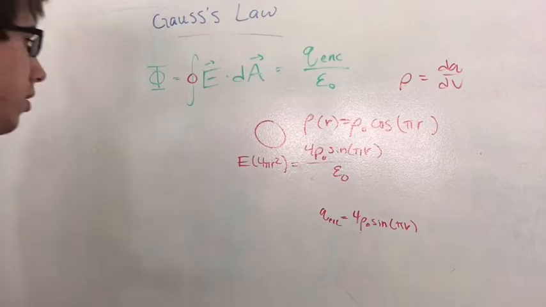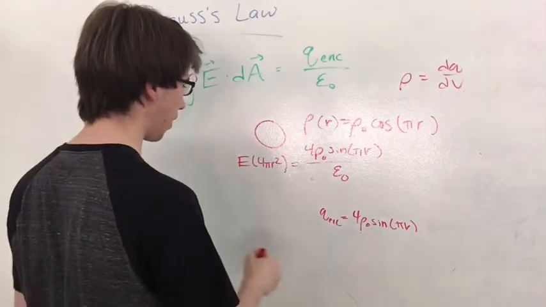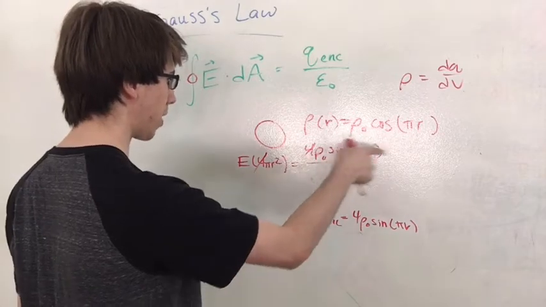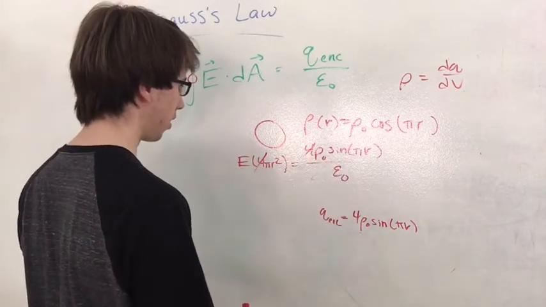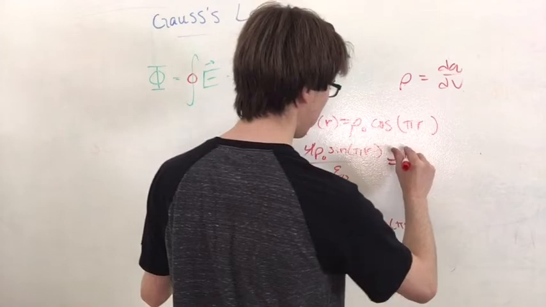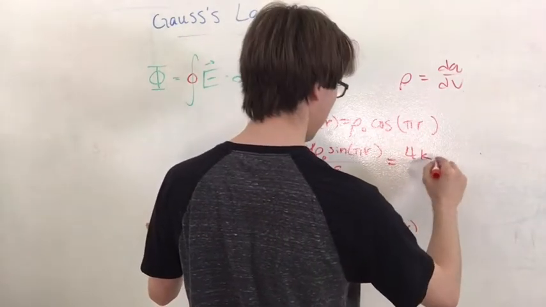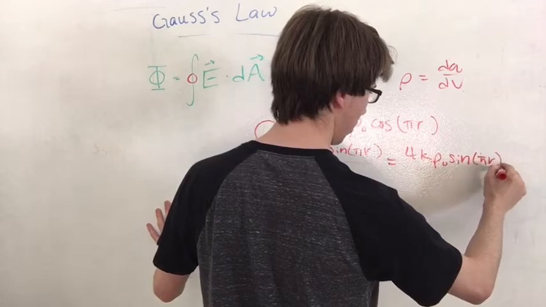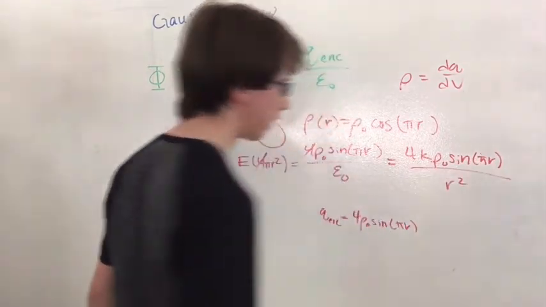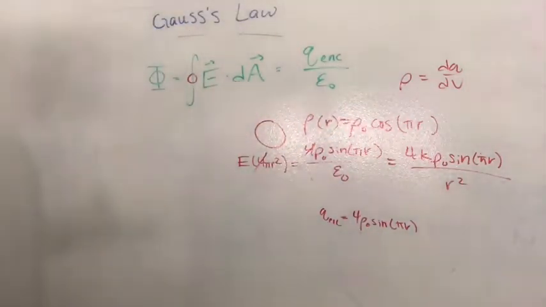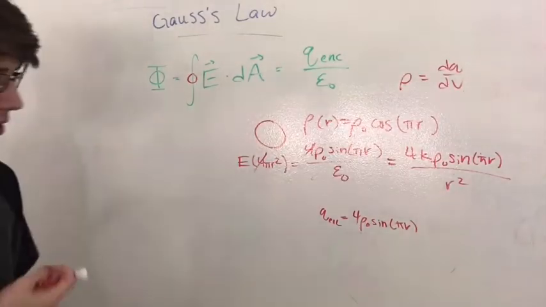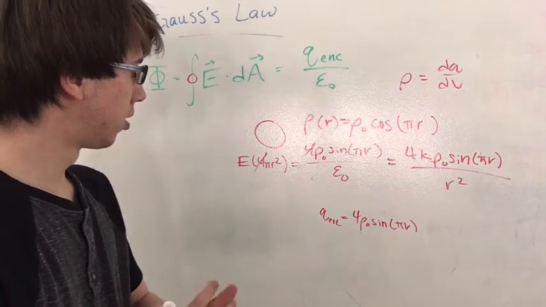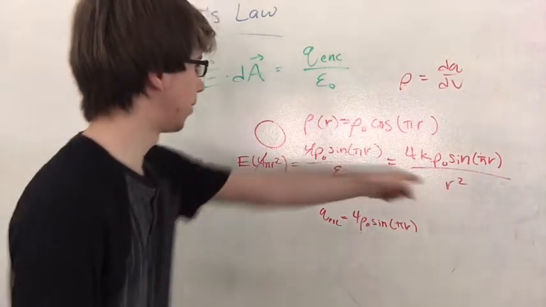Divide both sides by 4 pi r squared. The 4 cancels out, and we're left with rho naught sine of pi r over epsilon naught r squared. We could just say that this is the same thing as 4k rho naught sine pi r over r squared. So that's how we would determine that.